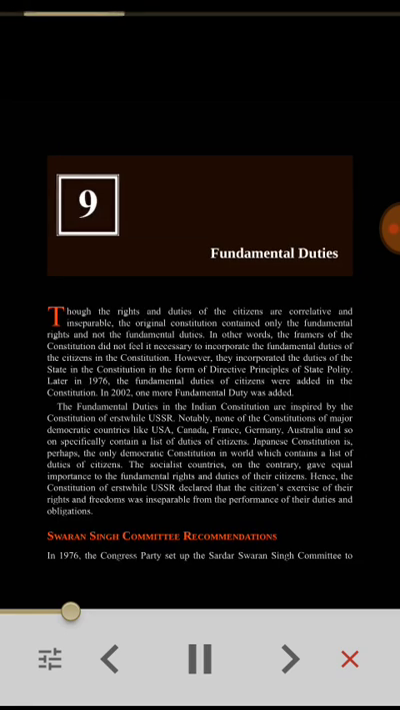Bharati v. State of Kerala, 1973. Minerva Mills v. Union of India, 1980. Fundamental duties.